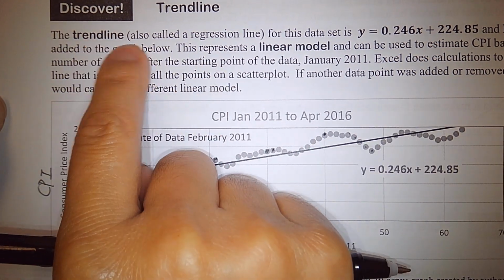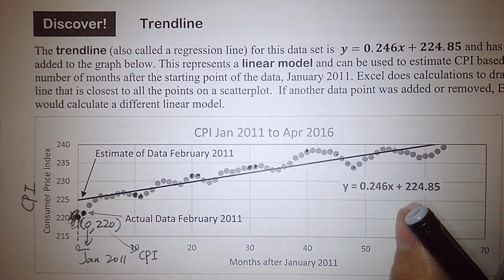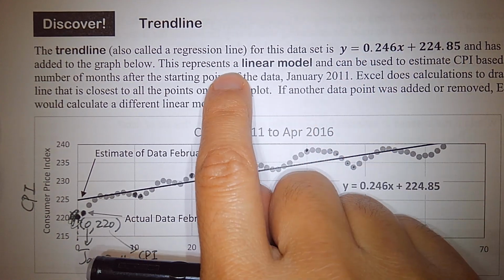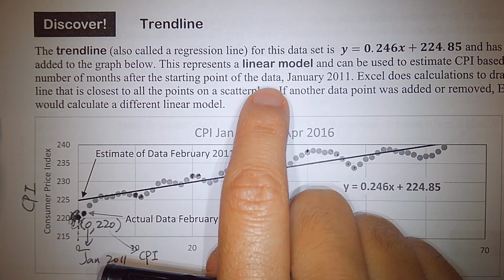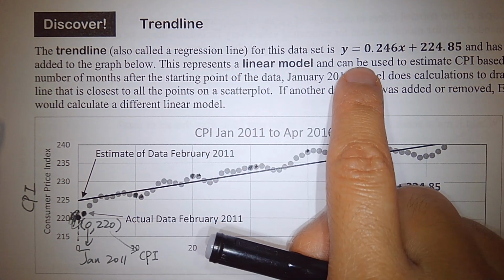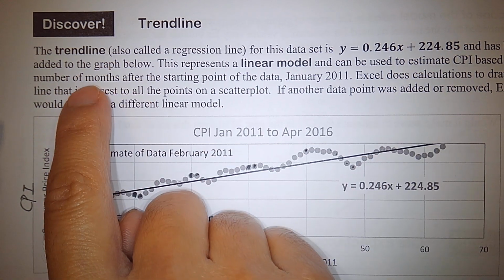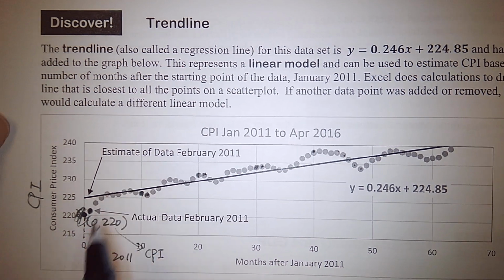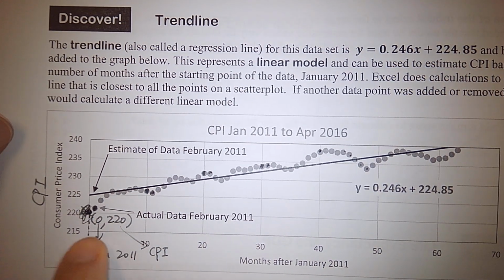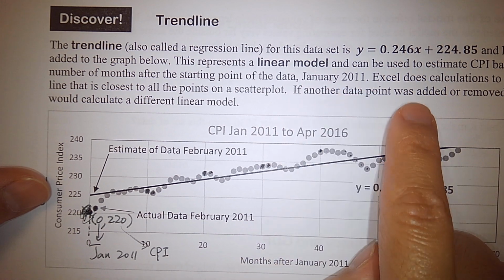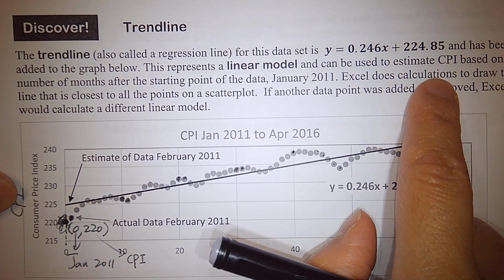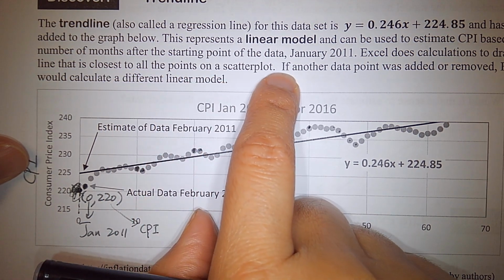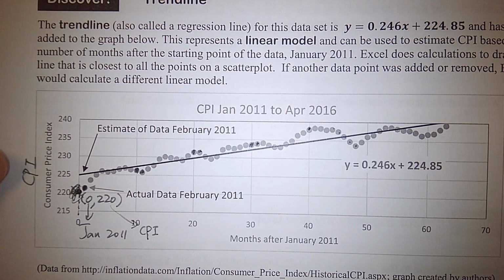So we have this trend line, and the trend line has the equation y equals 0.246x plus this constant. This is a linear model that can be used to estimate the CPI based on the number of months after the starting point of the data. This is still the starting point. Excel calculates and draws the line that is closest to all of the points on the scatter plot. So this is the graph.